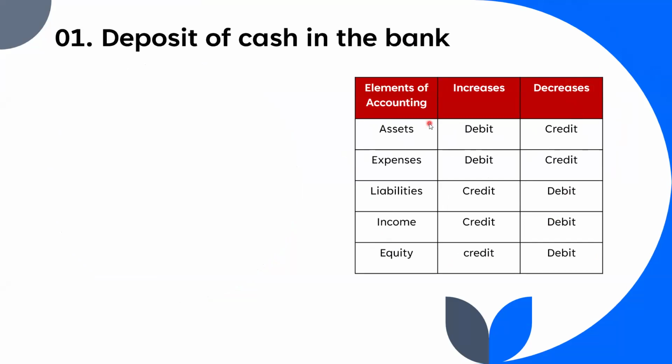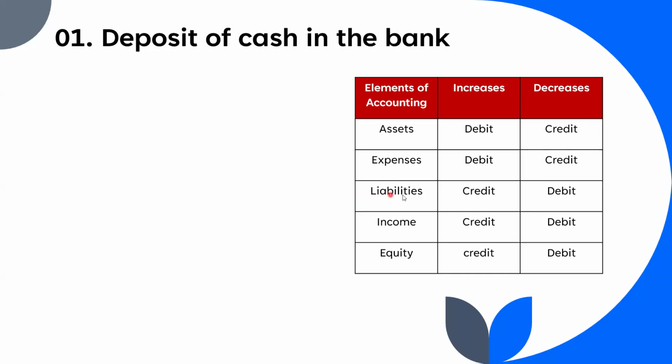What happens when the elements of accounting increase and decrease? These are the 5 elements of accounting: assets, expenses, liabilities, income, and equity. Assets, when they increase, you would record as a debit, and if they decrease, you would record as a credit. Same effect on the expenses as well. So assets and expenses, when they increase, you would write as a debit entry, and if they decrease, you would write as a credit entry.